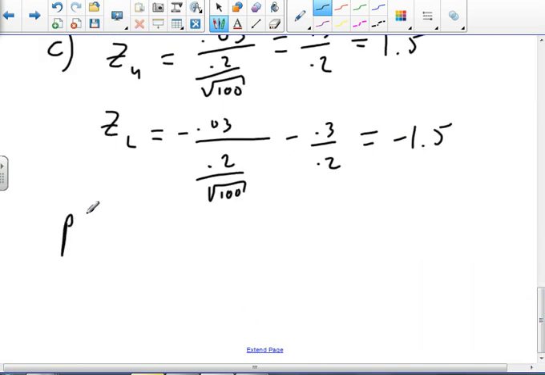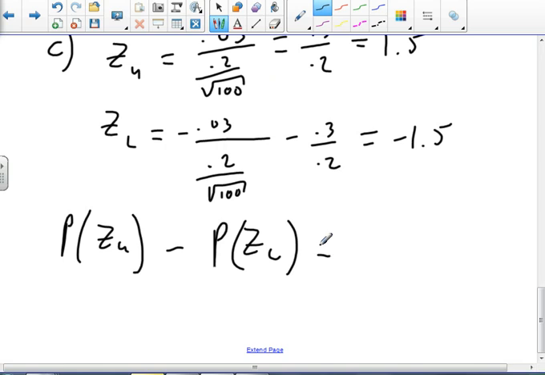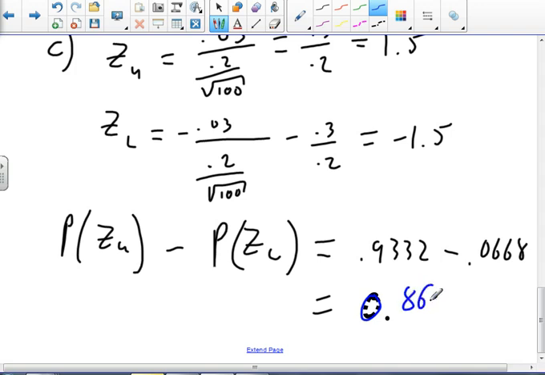Alright, so now I need the probability of the upper Z minus the probability of the lower Z. And 1.5 would be 0.9332, and minus 1.5 would be 0.0668. So that's 0.8664 for my C answer.